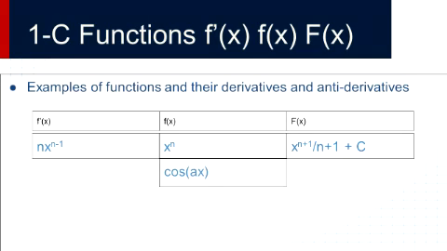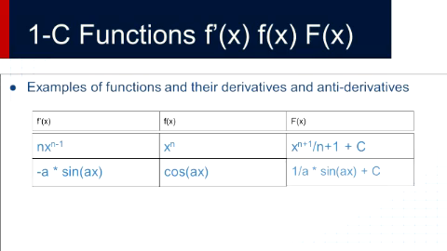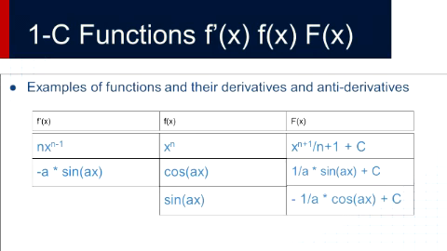And so now let's look at some trig functions. Cosine a times x. We take the derivative of that, we would get negative a times sine ax. And then if we were to take the antiderivative of cosine ax, we would get 1 over a times sine ax plus c, again c being a constant that we have to consider. But if we were to take the derivative of the antiderivative, we would just come back to cosine a times x. And so now let's look at the trig function sine a times x. The antiderivative of that, we get negative 1 over a times cosine a times x plus c.